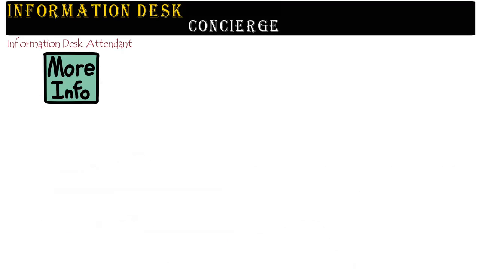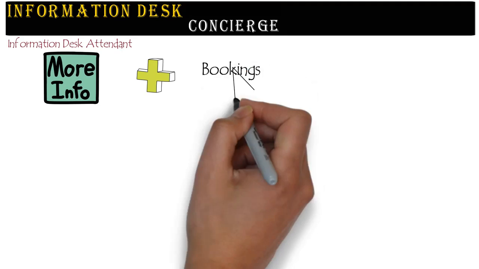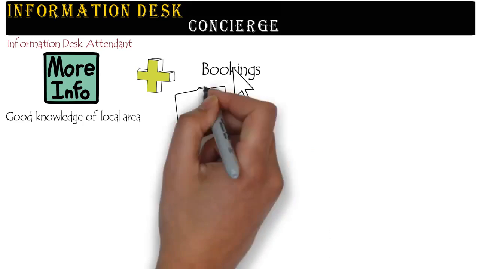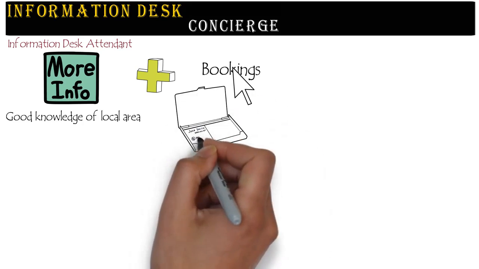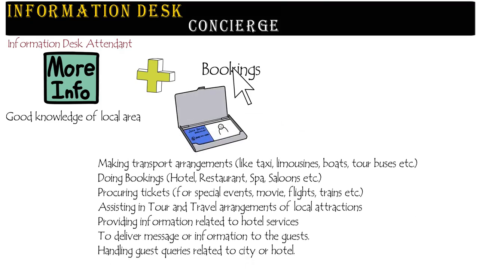Next is Concierge. The main function of the concierge desk is to provide information and personalized services like making dinner reservations, tour and travel arrangements, transport arrangements, booking movie tickets, flight tickets, etc. The person who handles the concierge desk has good knowledge about locals like their culture, famous tourist places, nearest shopping complex, theatre, etc. He also has good contact with local merchants and service providers to fulfill guest requests. Some of the functions of concierge are on your screen.